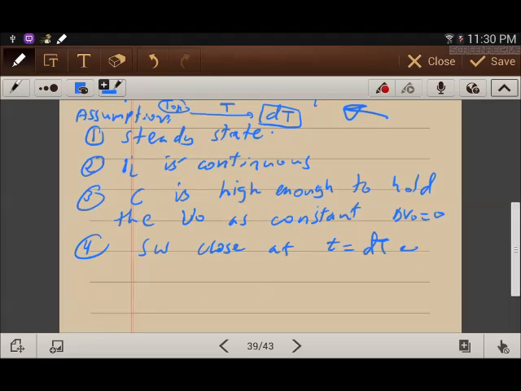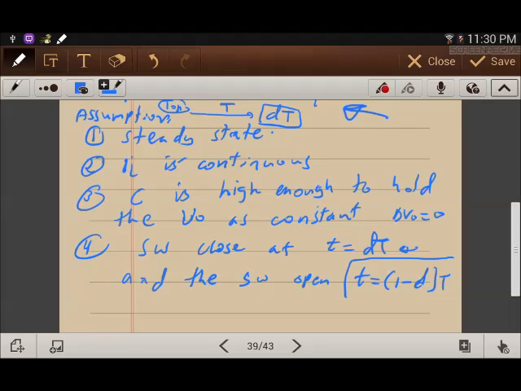So I wrote it here. And the switch opens at T equal to (1 minus D) multiplied by T.